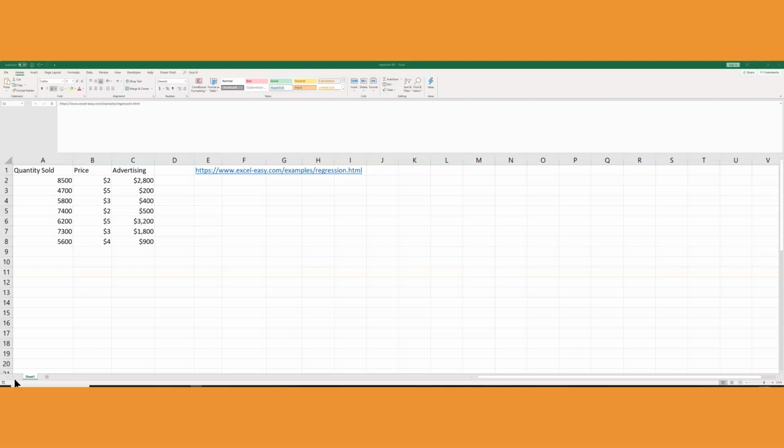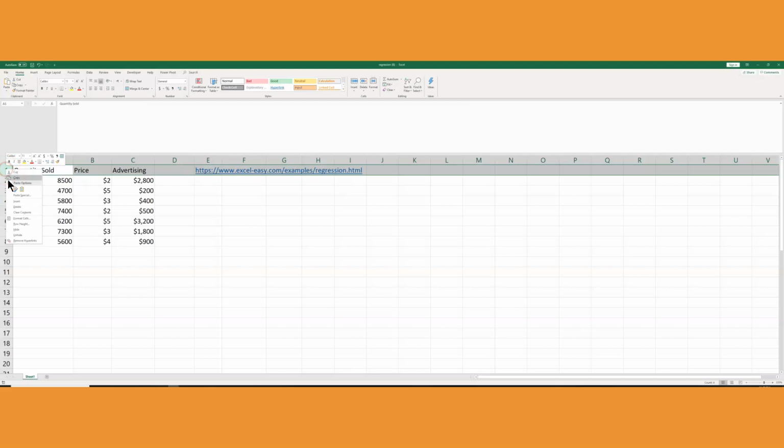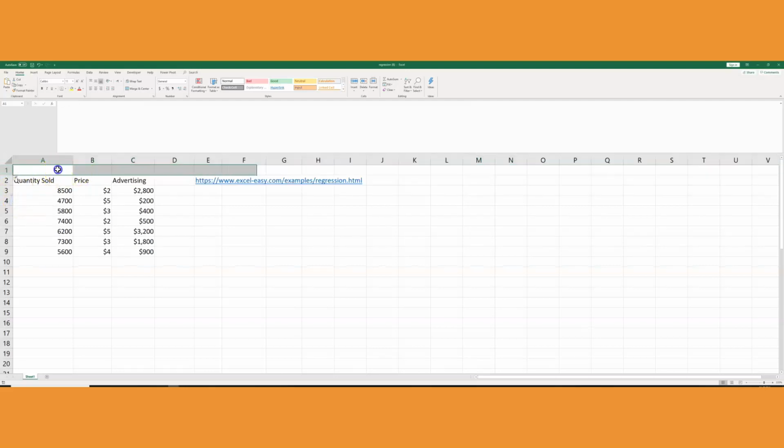But before we do the regression and build our own model that will predict different values, we're going to first of all go ahead and insert another row. Let's go ahead and call this y, this x1, and this x2. All right. Also, I want to thank the website that I got this data from. It's www.excel-easy.com. Anyway, that's what we're going to start with.